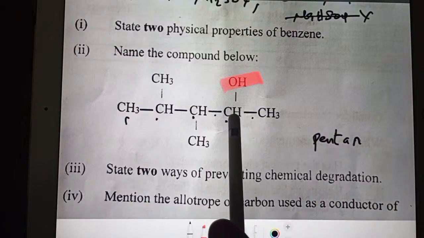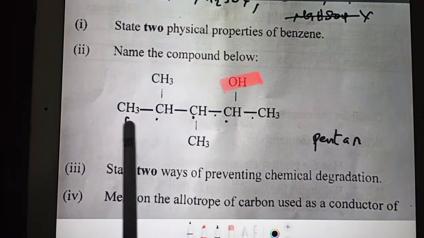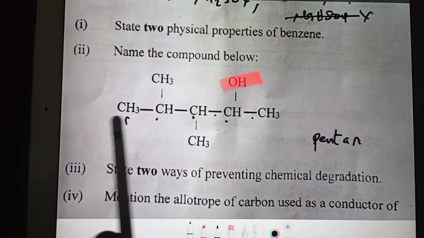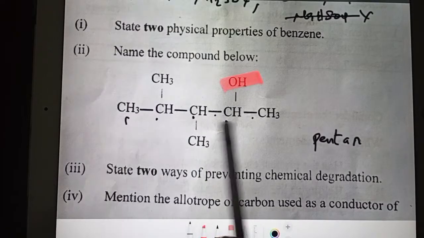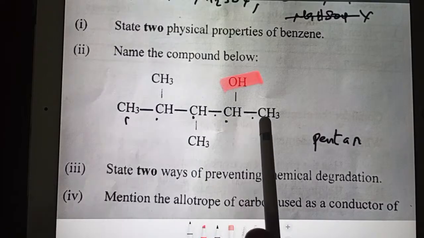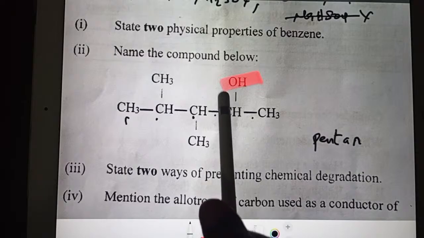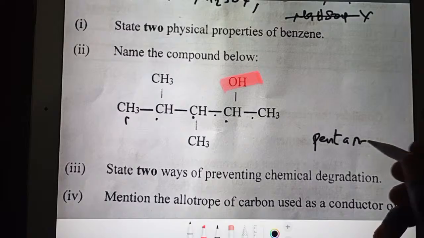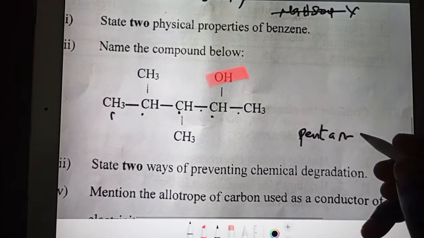It is at carbon number 2. How do I say 2? Start from here and count 1, 2, 3, 4. You spent 4 places before getting to this. But if you start here, 1, 2. So the shorter one is 2. So take the end that is closer to the principal functional group.